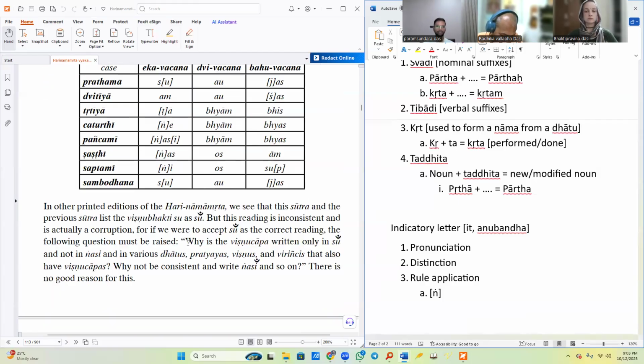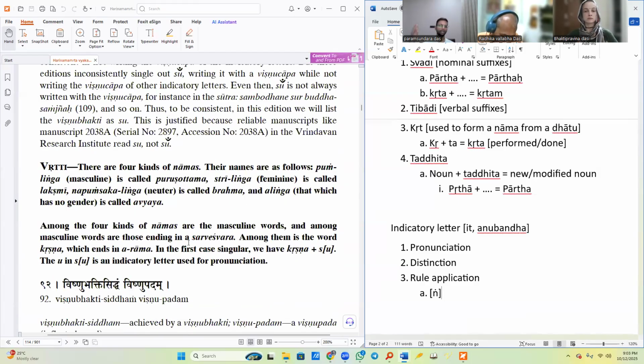Then we have three genders: masculine, feminine, and neuter in English. In Harinamamrita, the masculine gender is called Purushottama Linga. Generally, it is called Pung Linga, but in Harinamamrita, it is Purushottama Linga. The feminine, which is generally called Strilinga, is called Lakshmi Linga here. And neuter, which is called Napunsakalinga, is called Brahmalinga here. Okay, Purushottama Linga, Lakshmi Linga, and Brahmalinga.